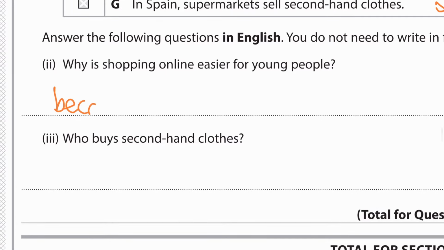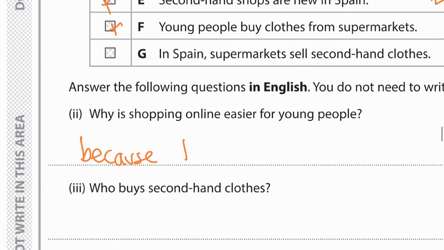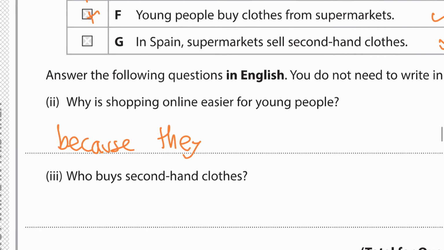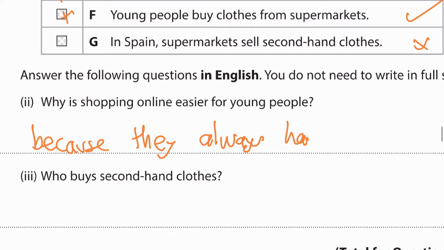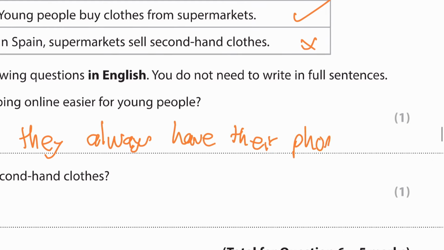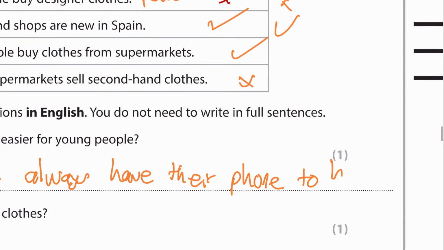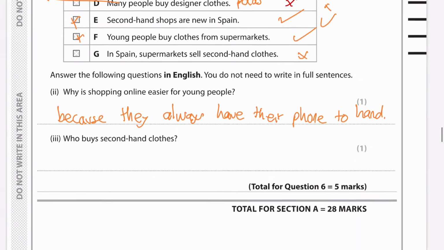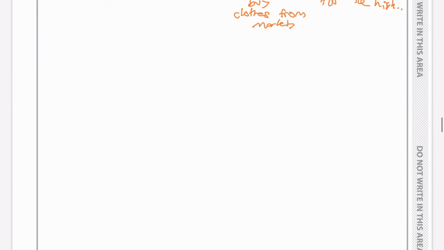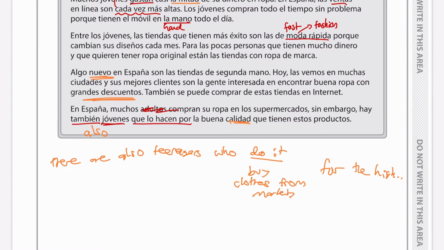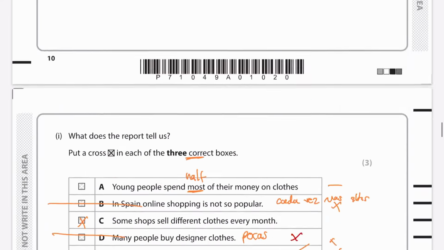Because they, in English, we would say they always have their phone to hand, isn't it? So they always have it to hand. And the next one, who buys secondhand clothes? It was young people, people who want to find good discounts. Buena ropa con grandes descuentos.